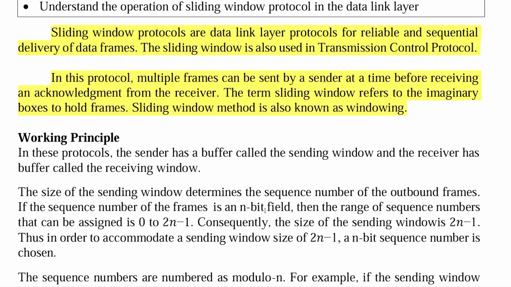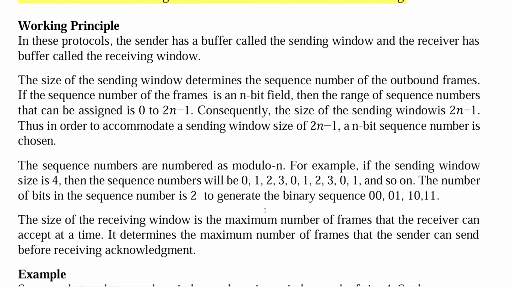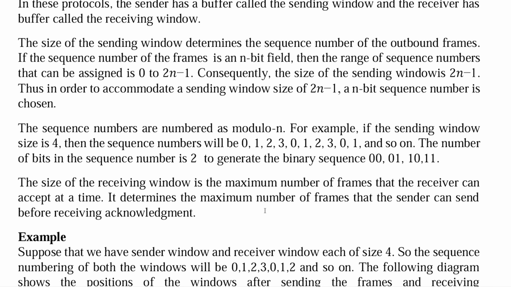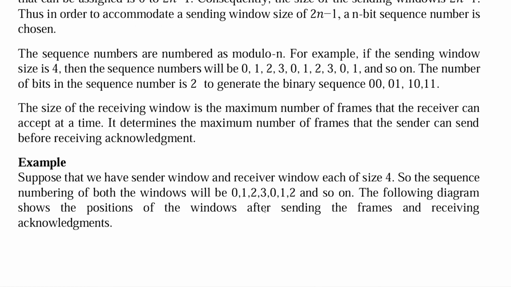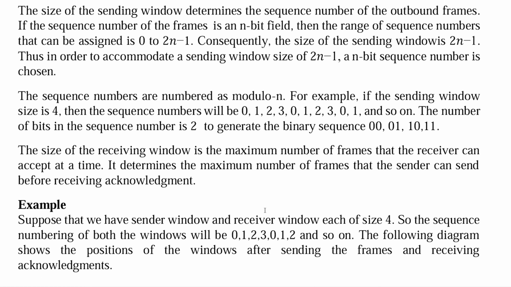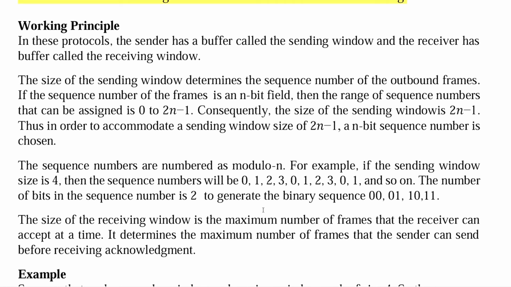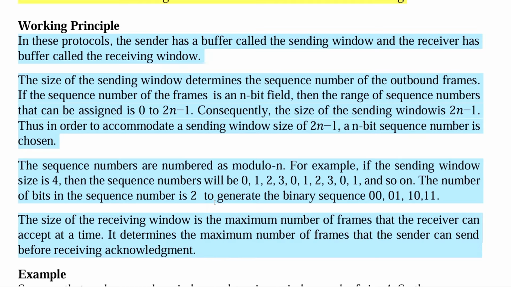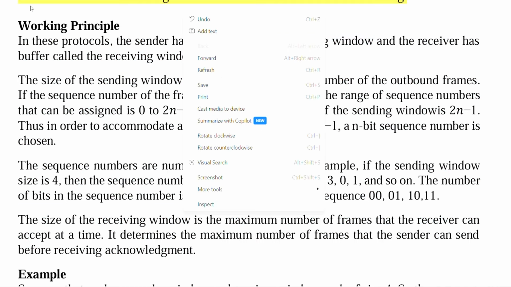The sliding window protocols, which are automatic repeat request protocols, are of two categories: Go-Back-N and Selective Repeat. Go-Back-N provides for sending multiple frames before receiving the acknowledgement for the first frame. The next one is Selective Repeat. This protocol also provides for sending multiple frames before receiving the acknowledgement for the first frame.